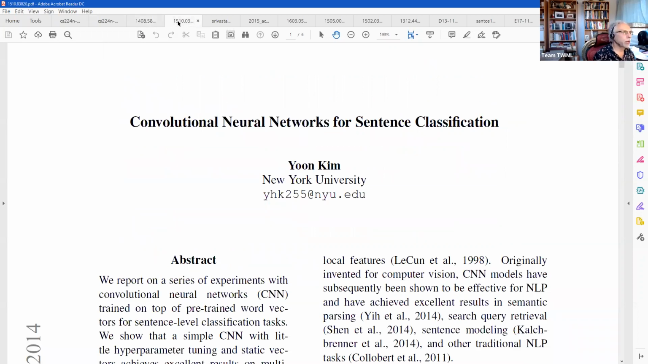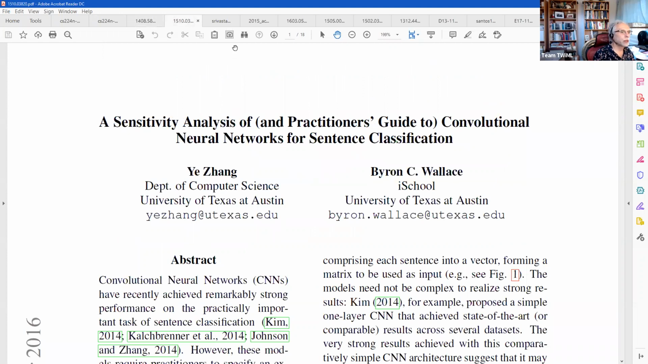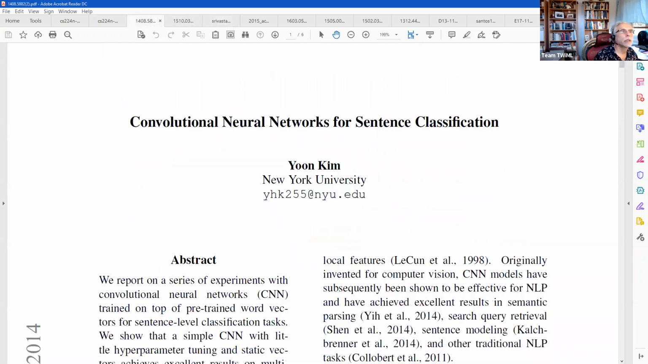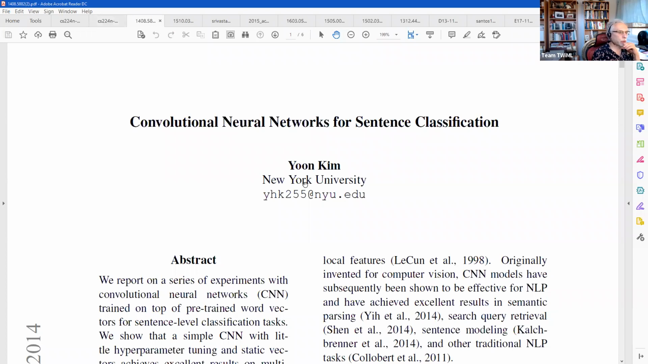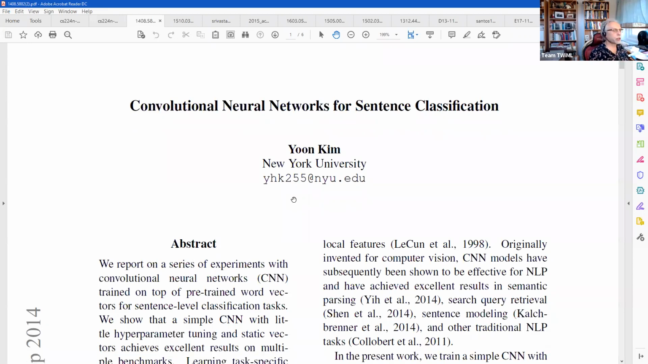The second paper that he recommended reading was this one, not this one, sorry. I've lost it. I must have lost that second paper that I wanted to look at. But I'm basically going to look at this Yoon Kim paper, because that's really the main paper that he talks a lot about in this lecture.